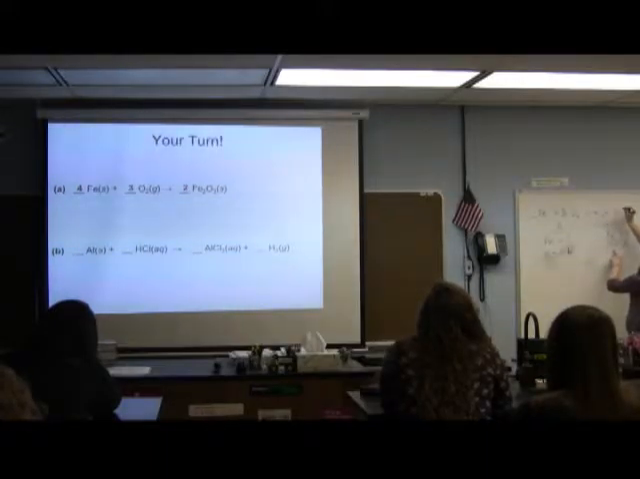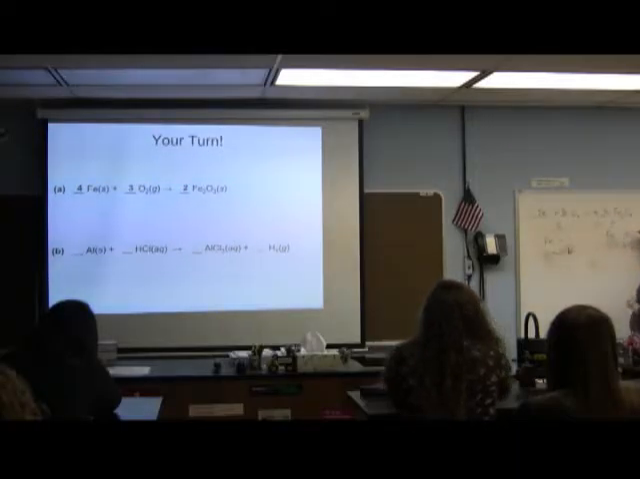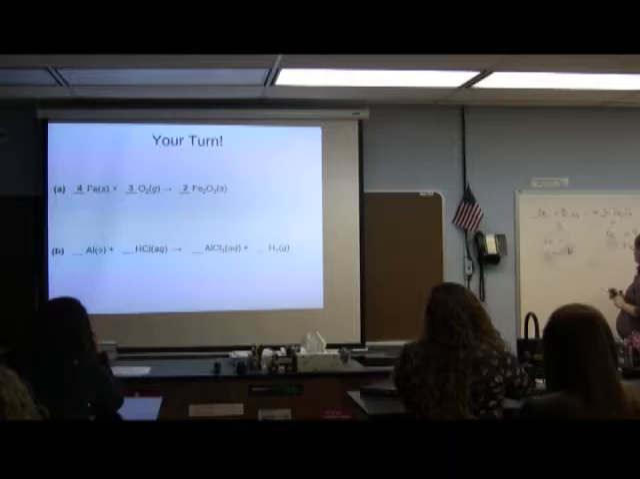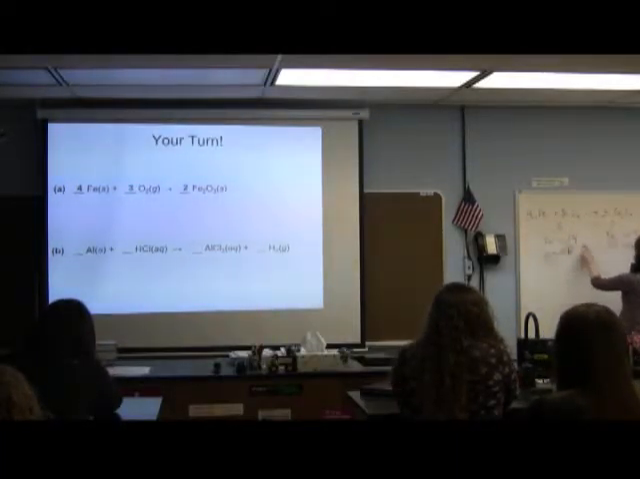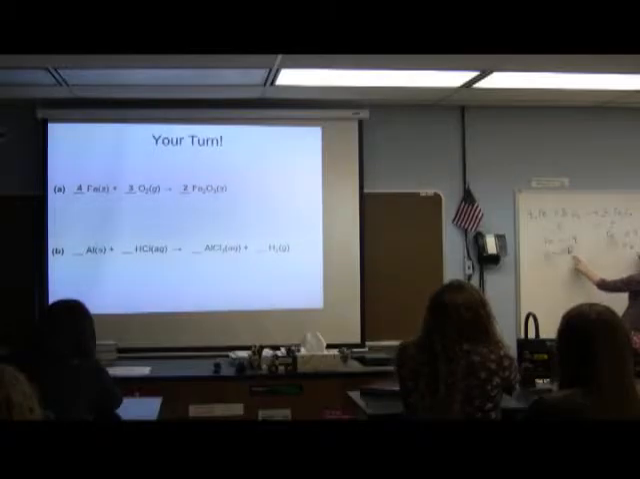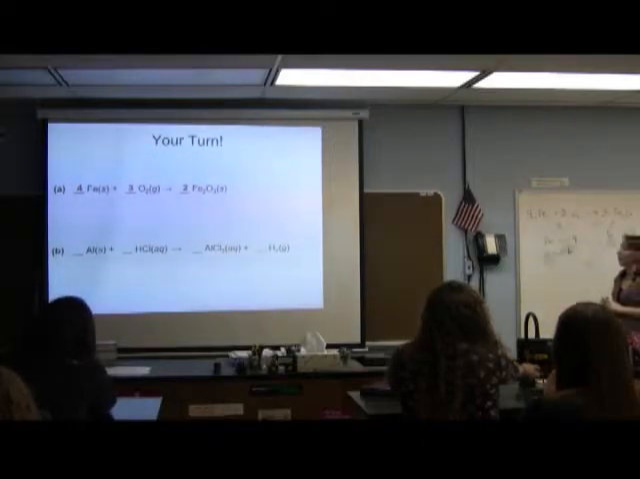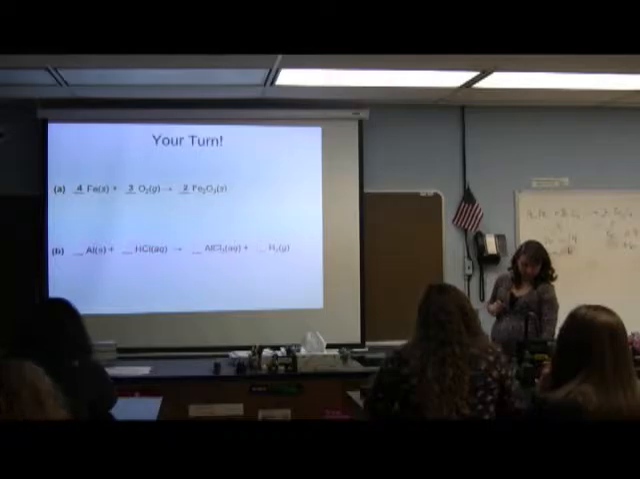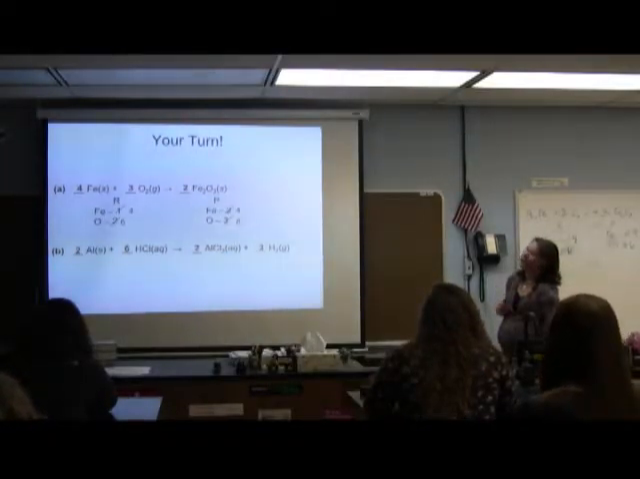2. But I've got to distribute it to everybody. So what does iron become? 4. So what do I need to do now to balance iron? Put 4 in front of it. 4, 4. Check. 6, 6. Check. I'm done. All right, read me your coefficients from left to right for B. 2, 6, 2, 3.